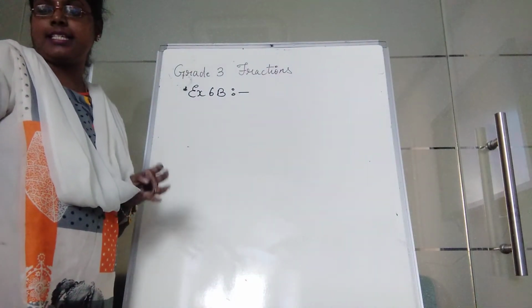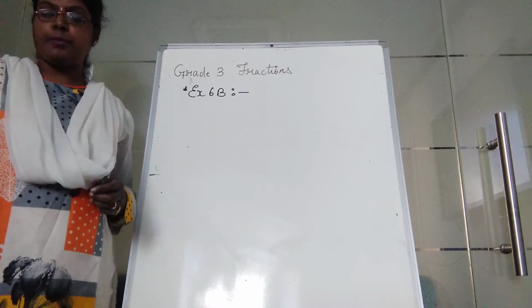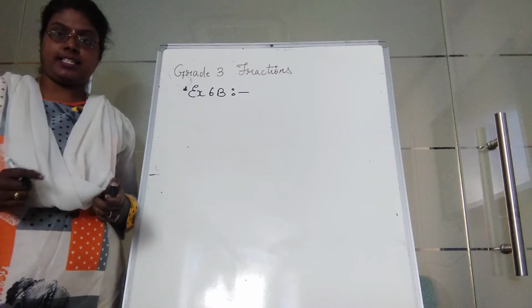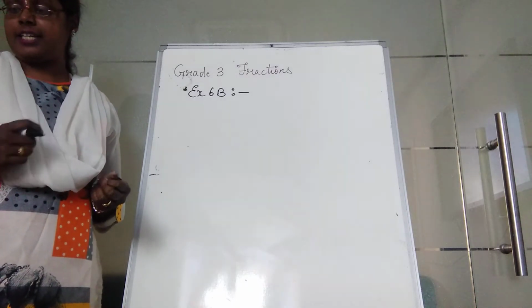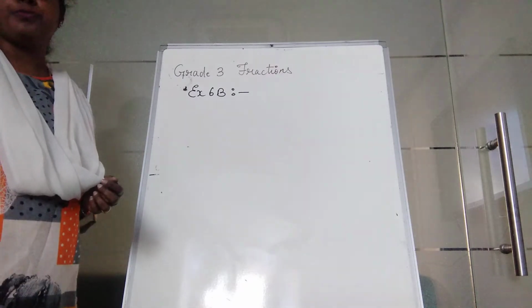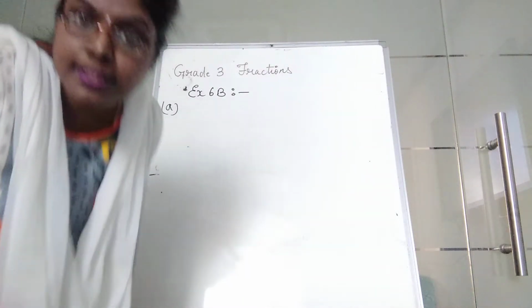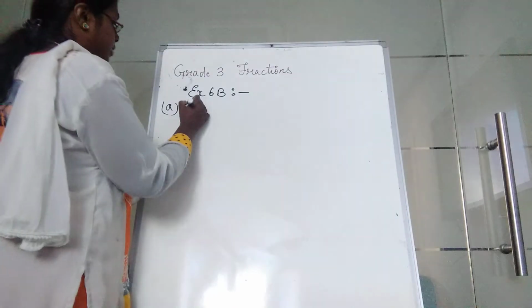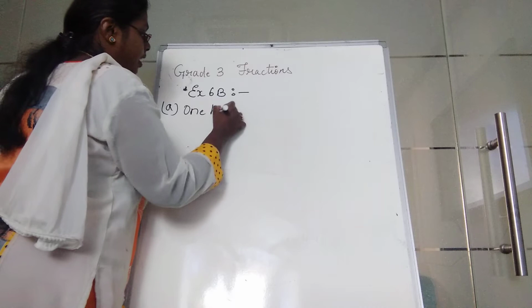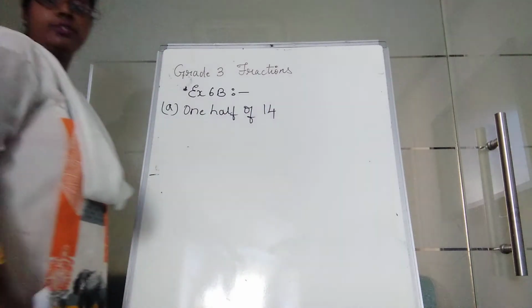Let's solve exercise 6b. Let me read the question for you. Mark the correct number of objects in each case. You need to mark the correct number of objects in each case, and one has been done for you. Your first problem is given as 1/2 of 14. Let me write the question. So this is your question.